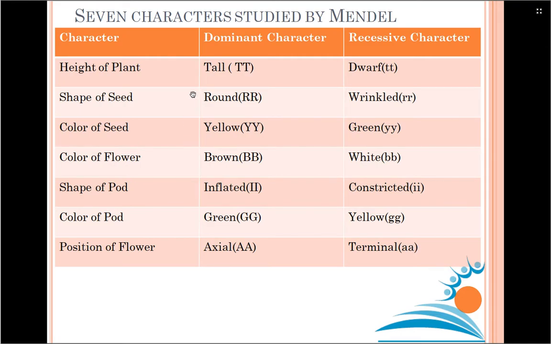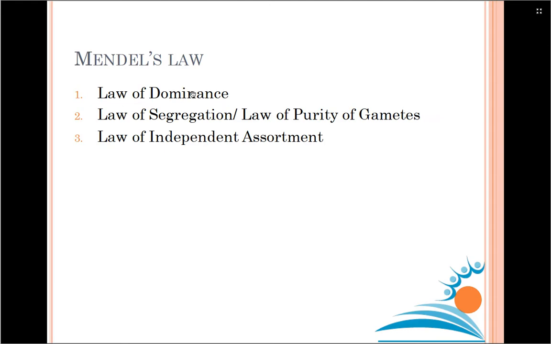So he did experiments based on these seven different characters and found the same conclusion. Those conclusions he mentioned in three laws, and these laws are called Mendel's laws. One by one we'll discuss. The first law is called the law of dominance. The second law is called the law of segregation or law of purity of gametes. And the third law is called the law of independent assortment. But according to the class 10 curriculum, the third law will not be learned here. So the first two laws we are going to discuss now.